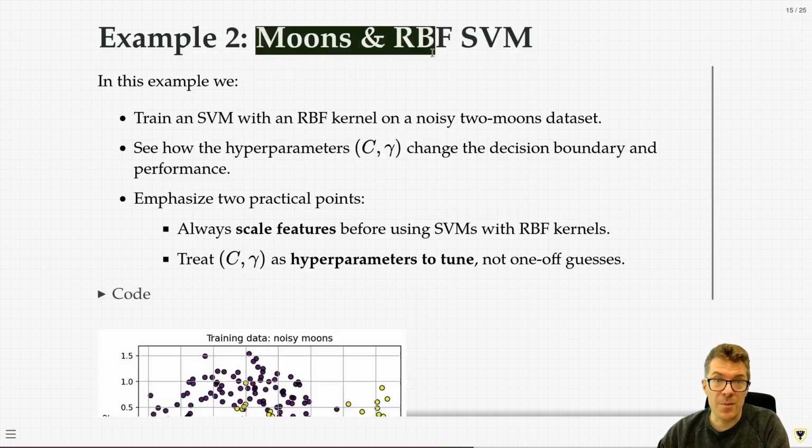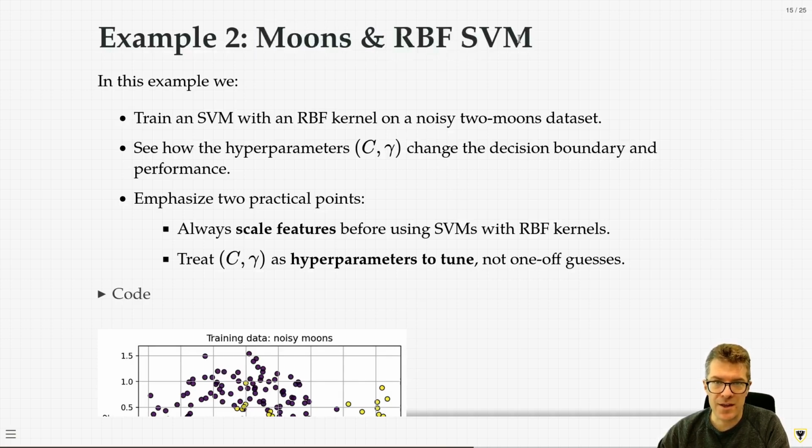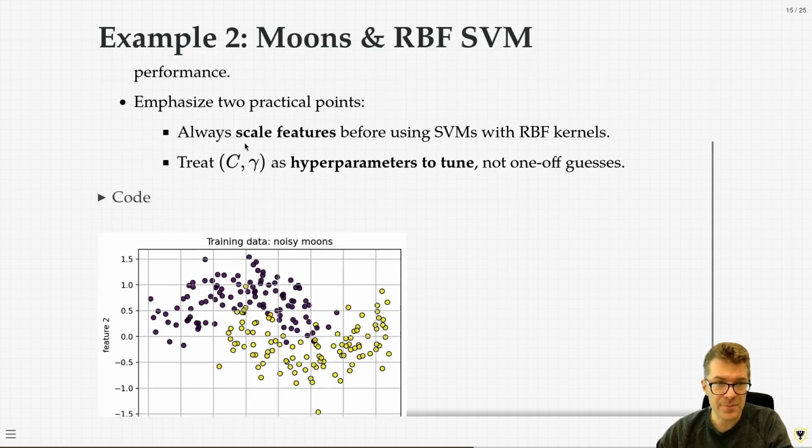Let's go back to the moons exercise. So once again, we're going to see the two moons, and we're going to see the RBF SVM. In this example, we're going to train an SVM with an RBF kernel on a noisier two moons data set, and we're going to play around with C and gamma and change the decision boundary and performance in a way we couldn't really do before. So we're always going to scale our features before using SVMs, and we're going to treat these as hyperparameters to tune. We're not going to just guess them.